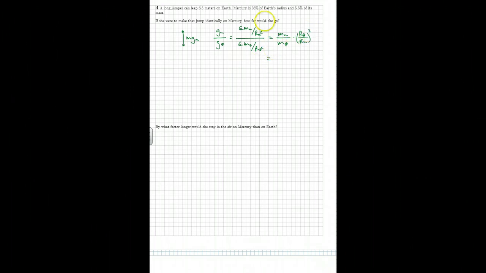So those ratios are 5.5%, and that's 1 over 38% squared.